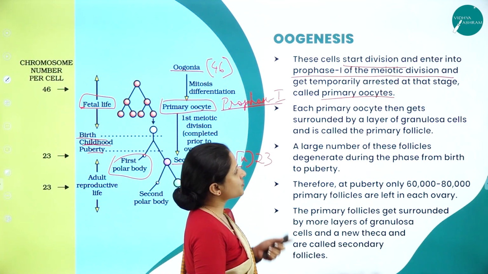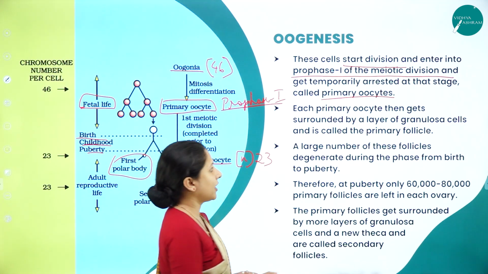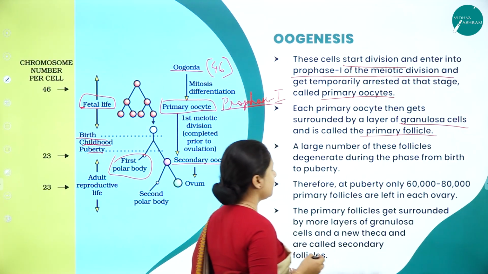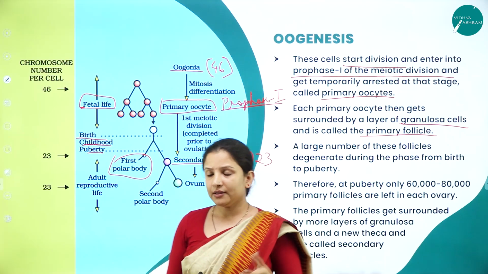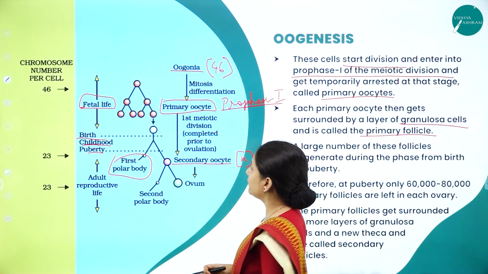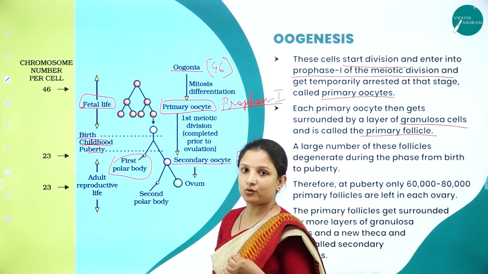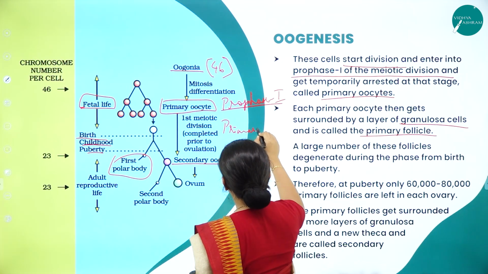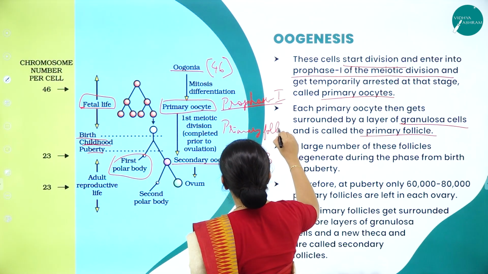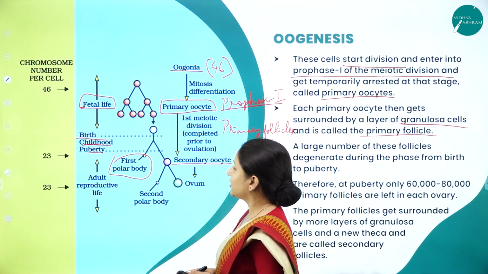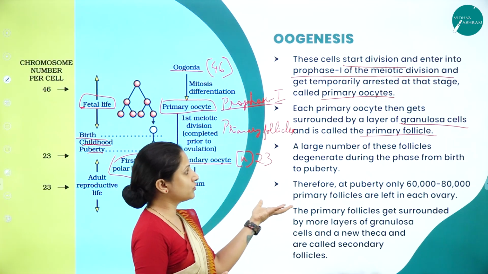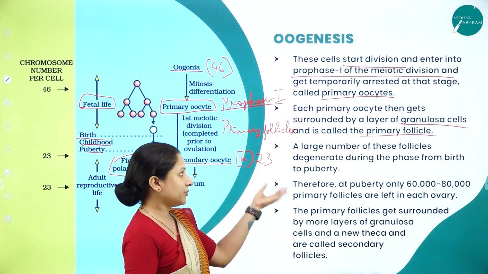So as I told you, each primary oocyte gets surrounded by a layer of granulosa cells and it is called the primary follicle. Now, these primary follicles, that is the primary oocyte, before entering into the secondary oocyte, form the primary follicles. Primary follicles are nothing but the primary oocyte surrounded by a layer of granulosa cells, and they are called the primary follicles.